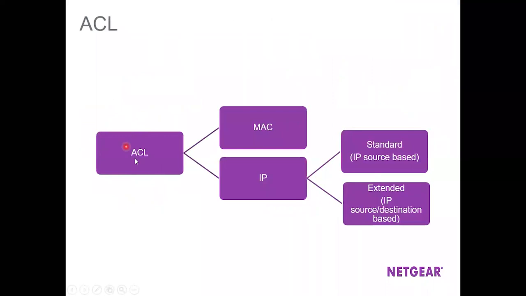In terms of ACLs, we have two types. We can do MAC access control lists, or we can do IP-based. And in IP-based, we have two types, standard and extended. Standard only looks at the IP source, and extended looks at the IP source and destination. So basically, we need to focus here on extended IP ACLs.